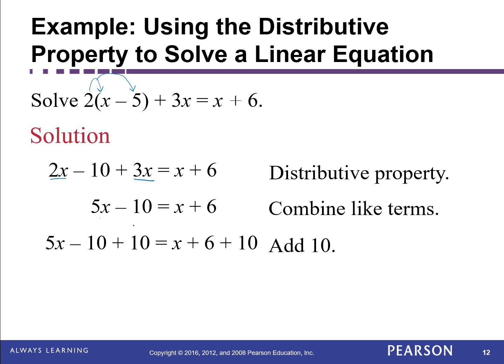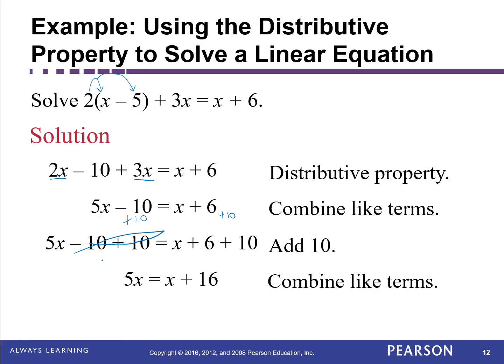Now, I want to get x by itself. So what I'm going to do now is focus on isolating an x and then bringing the other x around to it. I'm going to try to keep this 5x over here on the left side. I want to get it by itself, so I'm going to add 10 to get rid of this negative 10. I'm going to add 10 to this side as well. So essentially what I've done here is 5x minus 10 plus 10 to cancel these terms out and leave me with 5x equals x plus 6 plus 10. Now that simplifies to 5x equals x plus 16.